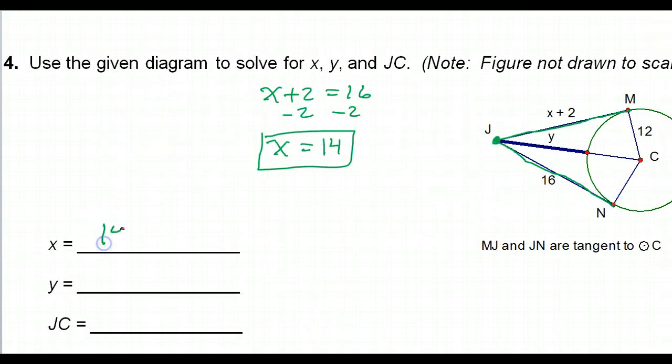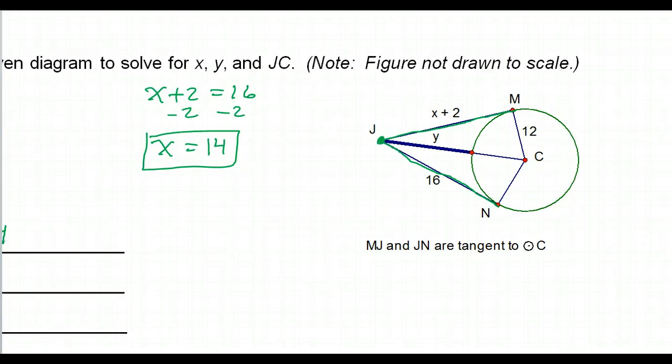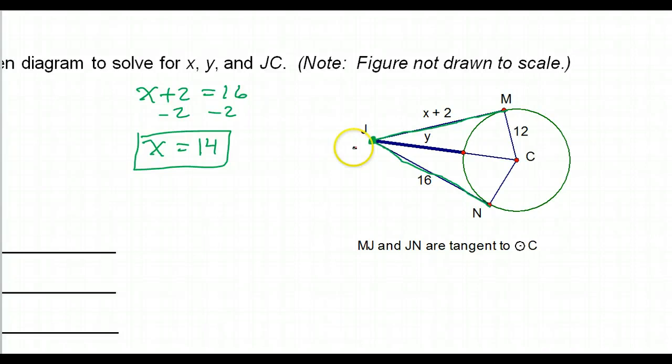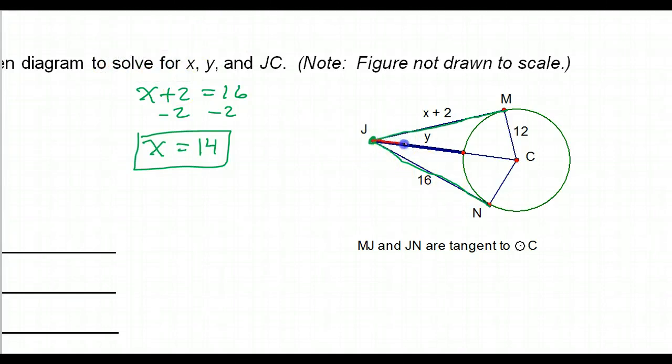Okay, x is 14. Let's see, is it time to find y yet? No, it's not time to find y yet. Let's see, what are we supposed to find last? JC. Okay, it's time to find JC next. Okay, JC is this whole length. This is JC. I'm going to draw here in red.